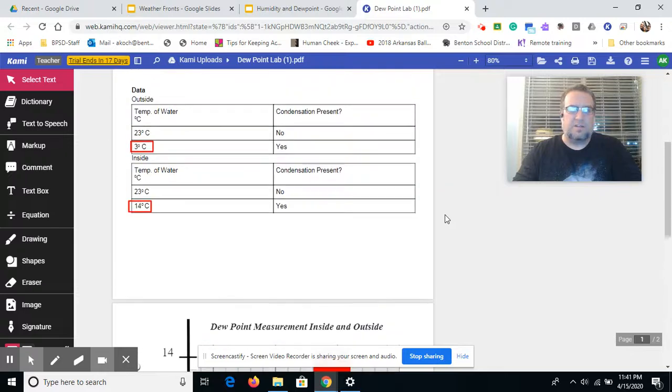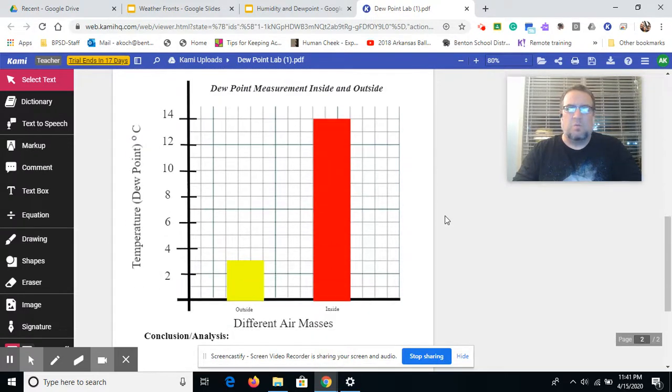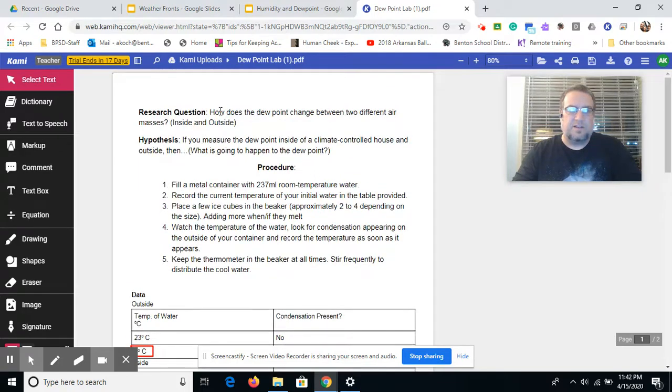All right, so we have our data. Now we have to figure out what do we actually learn from this. All right, okay, the inside dew point was 14, the outside was 3. Okay, so what does that have to do with anything? Is this a fun activity you can do and calculate, or is there something more important going on? And that's the truth, there is. We are trying to understand what is dew point and how can we calculate it, and do different types of air have different types of dew point ranges and what that actually means.